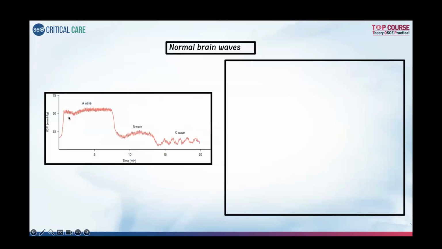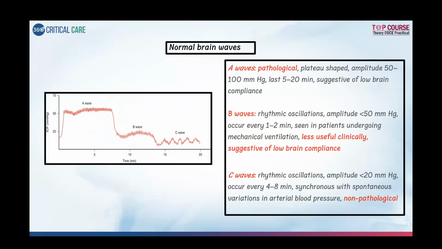So these are all singular waveforms over time and the variation over time. Okay, if it varies every 5 minutes or 4 minutes and that peak doesn't go beyond 20, this is normal. Here there is no variation and the peak stays at 50. This is very abnormal. These waveform patterns are called Lundberg waves. All right.